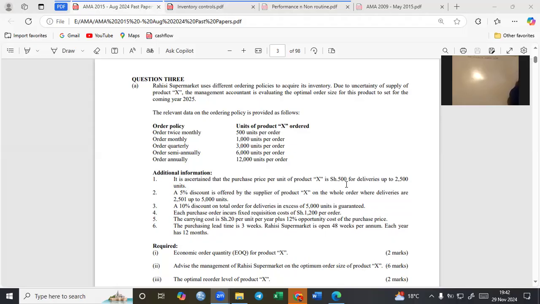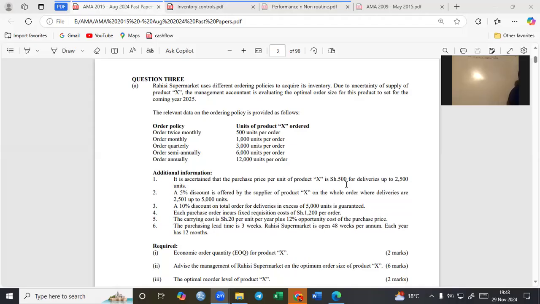That's the ordering cost. The carrying cost is Kenya shillings 20 per unit per year plus 12% opportunity cost of the purchase price. Then the last additional information: the purchasing lead time is 3 weeks. Rahisi Supermarket is open 48 weeks per annum. Each year has 12 months.